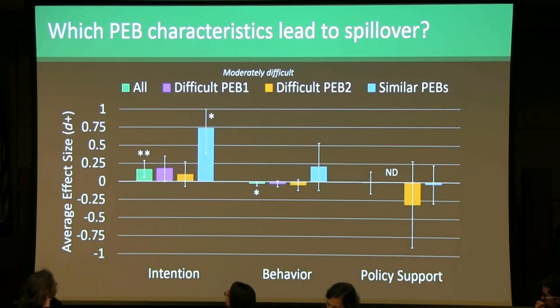And then finally, for similar behaviors, this is where we get a little bit of joy in our results. We do see evidence that if two behaviors are similar, if your first behavior is in the same domain as your second behavior, we see evidence of a decent size effect size for intention. That if you encourage someone, say, to recycle paper, they might be more likely to intend to recycle glass. And then again, for behavior, it seems also that it's trending positive, but you can see the variability is pretty wide.